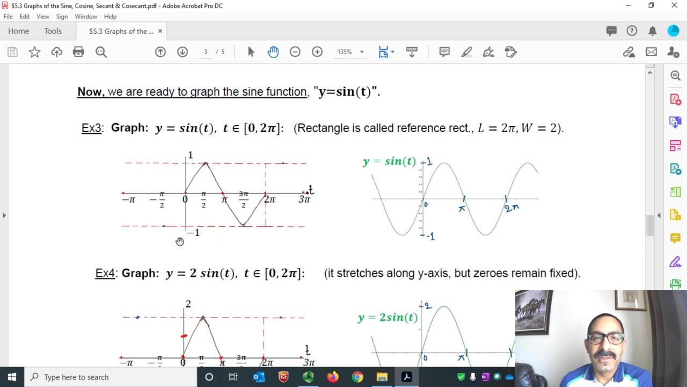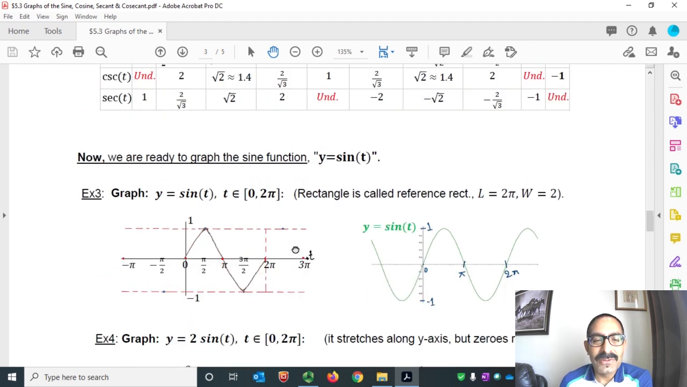So here and here. Now we have a rectangle whose length is 0 to 2 pi and whose width is 2. This rectangle is also called the reference rectangle. Then on the length, mark the half of 0 to 2 pi, which is pi, and again half of 0 to pi, which is pi half. Similarly, mark half of pi to 2 pi, which is 3 pi over 2.